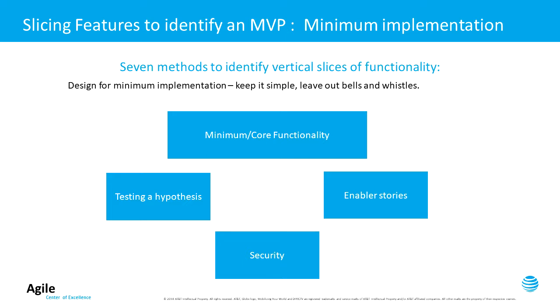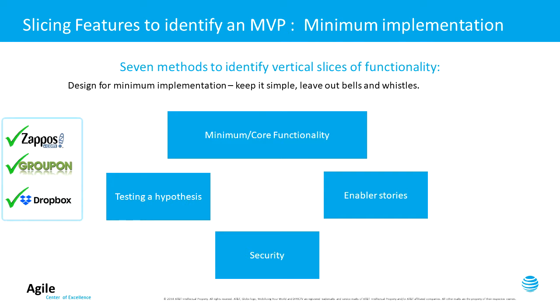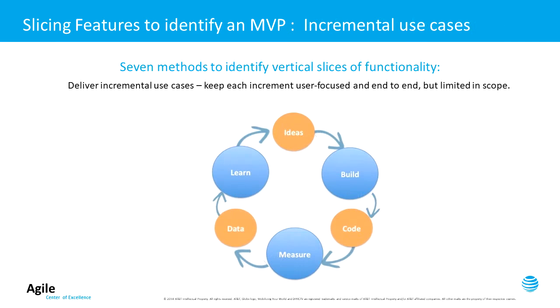We'll cover this one quickly. For Groupon, their initial implementation was a WordPress blog with manual email. For Zappos, they had photos that they took at local shoe stores, no inventory, and a manual shipping method. In Dropbox, their first release was Windows only, English only.